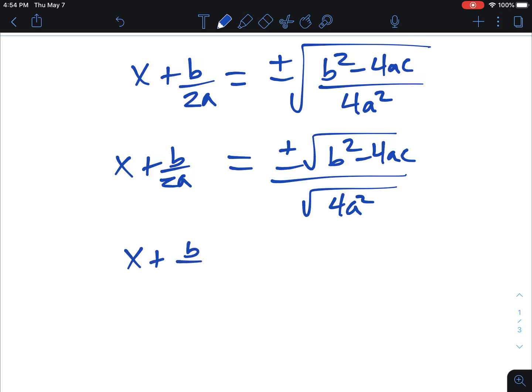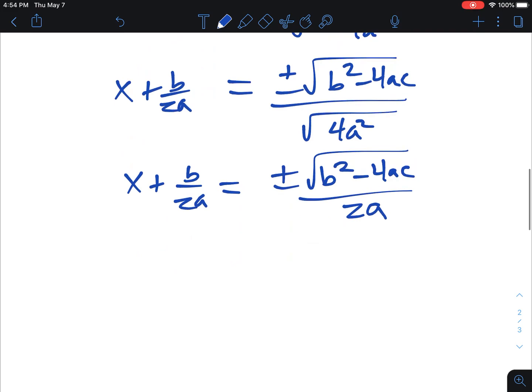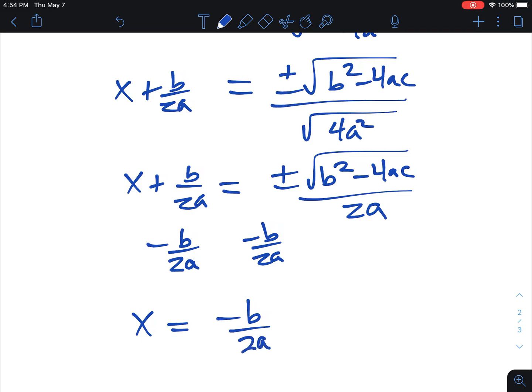And now we're getting really close to getting this formula done. So now we get x plus b over 2a equals plus or minus the square root of b squared minus 4ac all over 2a. But now we just have one more step. We're finally to the last step to get x by itself. Just simply subtract that b over 2a from both sides, and then we've got it. x equals negative b over 2a. Sure, put that first. Doesn't make a difference.